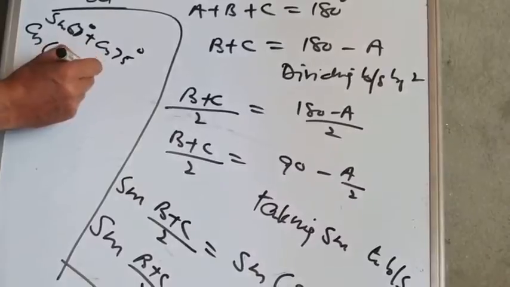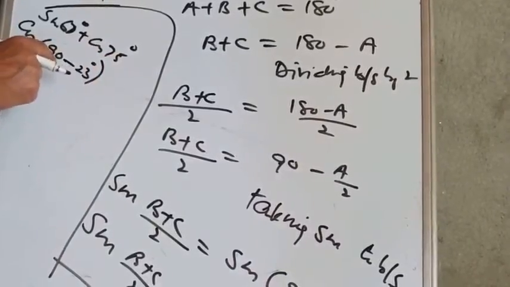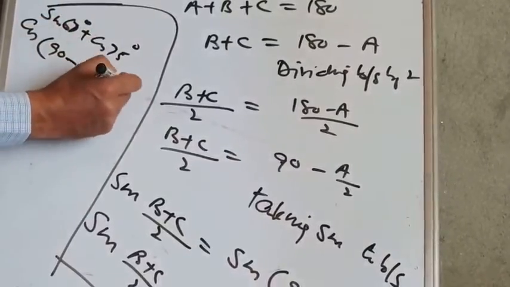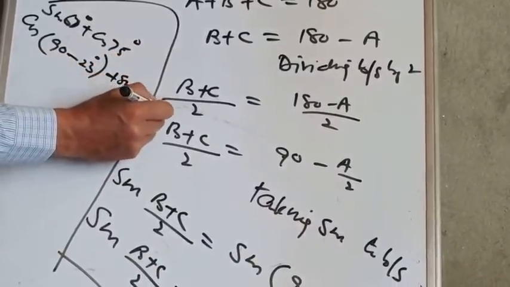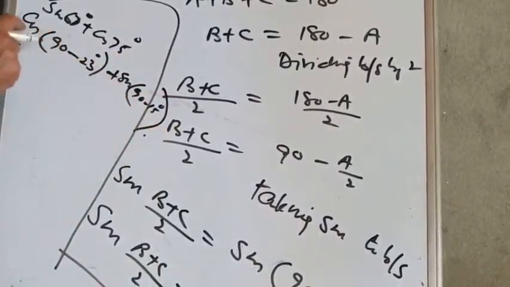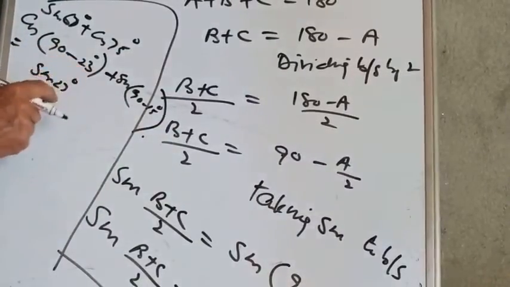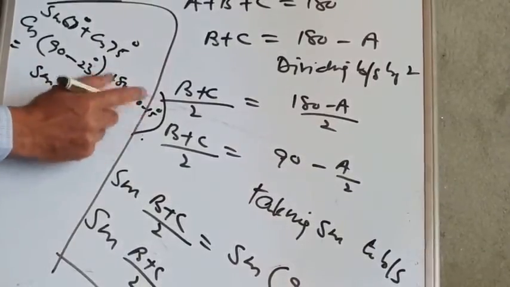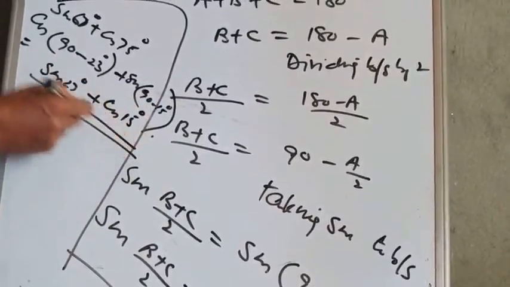When you subtract 23 from 90, we are left with 67. Plus cos of, change this also, 90 minus 15 degrees. So sine 90 minus theta is cos theta. This is cos 23 degrees plus cos 90 minus theta is sine theta. This is sine theta, theta is 15 degrees. So this is your answer.